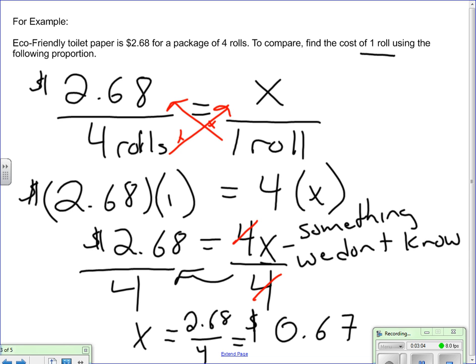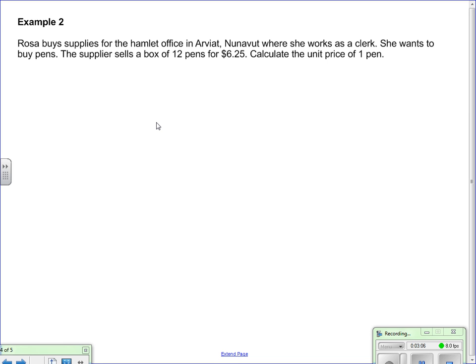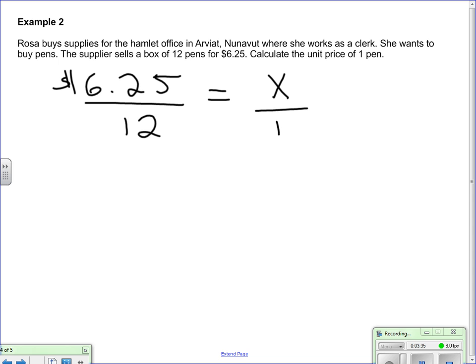Let's look at another example. Rosa buys supplies for a Hamlet office in Arviat, Nunavut, where she works as a clerk. She wants to buy pens. The supplier sells a box of 12 pens for $6.25. So let's calculate the unit price of one pen. And this may be important if we were maybe looking at a couple different suppliers and we wanted to find out which supplier was going to offer us the best price. We may want to set up a proportion in order to calculate the cost of one unit and then to compare those units.